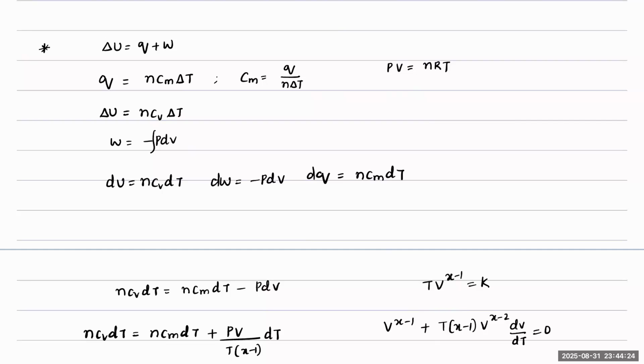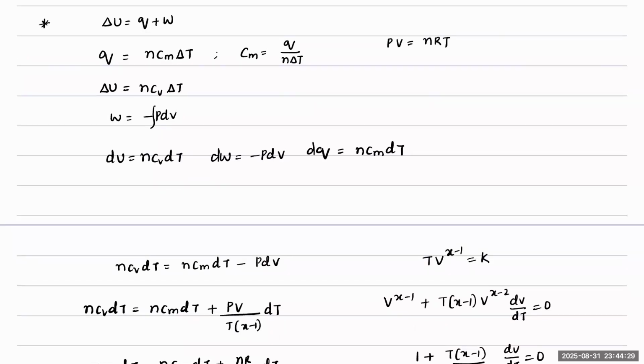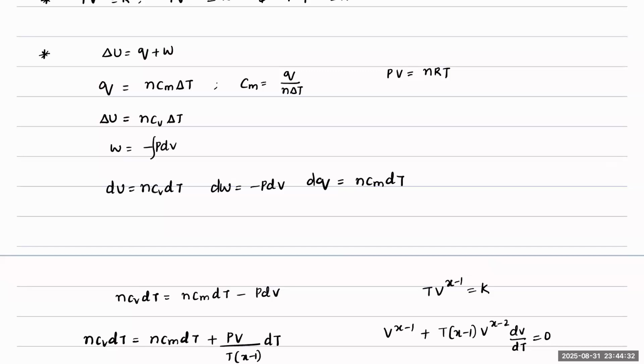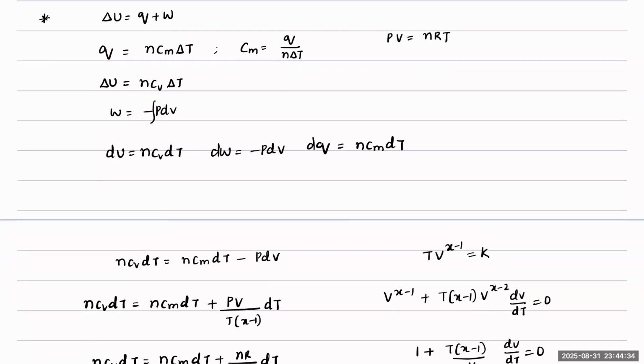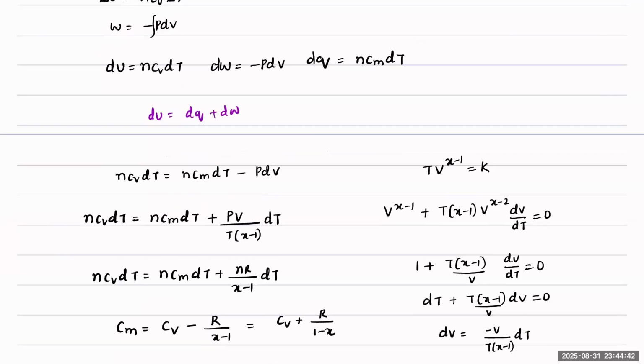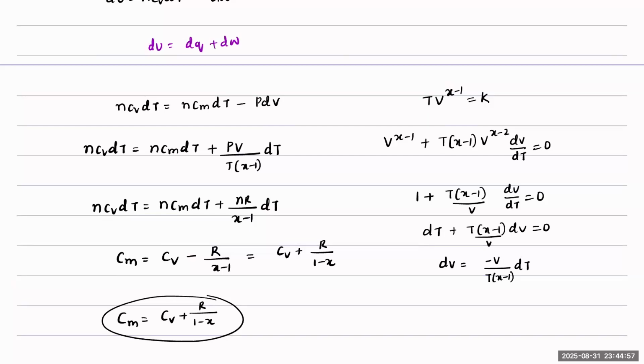If these are the terms which we have given, then what we can say, dU is equal to dq plus dw, correct? So dU is equal to dq plus dw. So simply showing this value, n Cv dT is equal to n Cm dT minus P dV. This is what is the thermodynamics first law. Now, consider if this is valid, TV raised to power of x minus 1 is valid, and that is equal to K for a polytropic process.